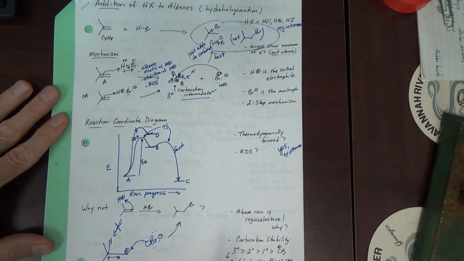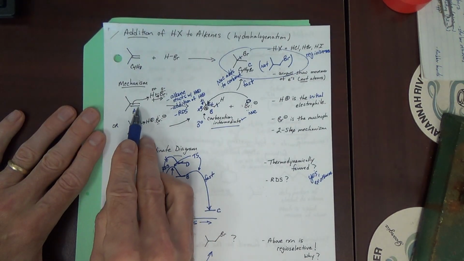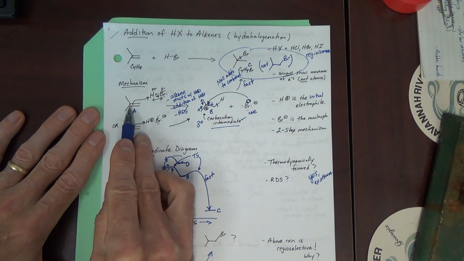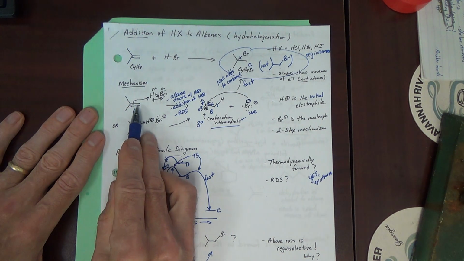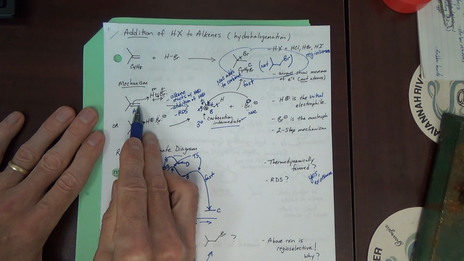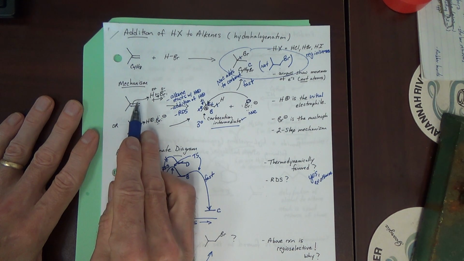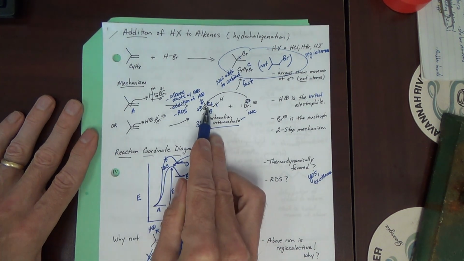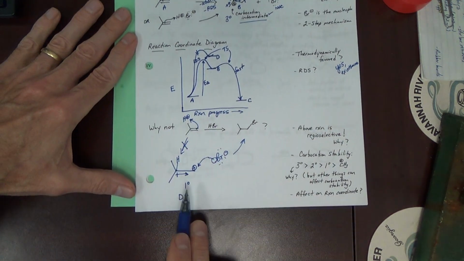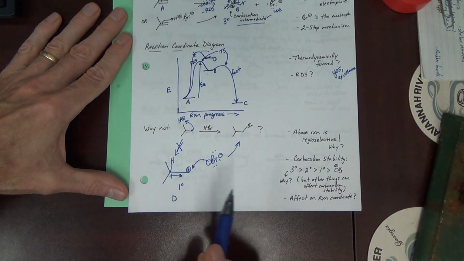And in this case, we ask, is it better to form carbocation on the left? That would be a tertiary carbocation. Or the right? That would be primary. And the answer is going to be always, unless there's some other exception we need to discuss, we would rather form a tertiary carbocation compared to a primary carbocation.